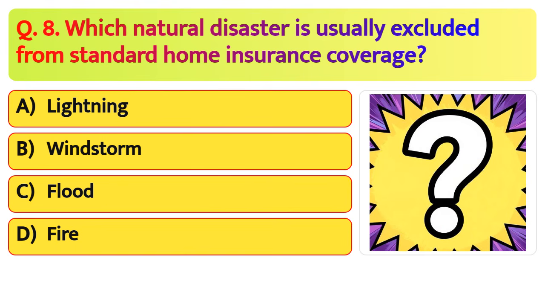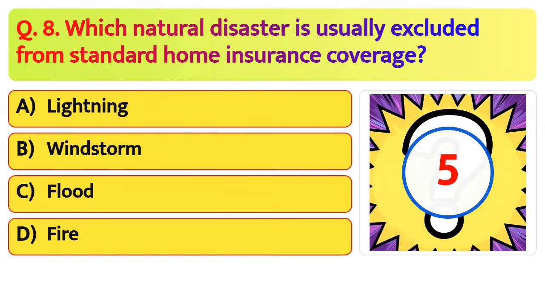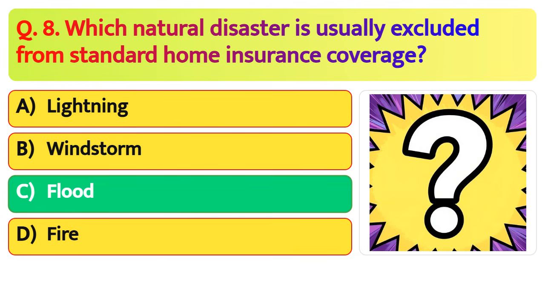Question 8. Which natural disaster is usually excluded from standard home insurance coverage? Option A. Lightning. Option B. Windstorm. Option C. Flood. Option D. Fire. Correct option is flood.